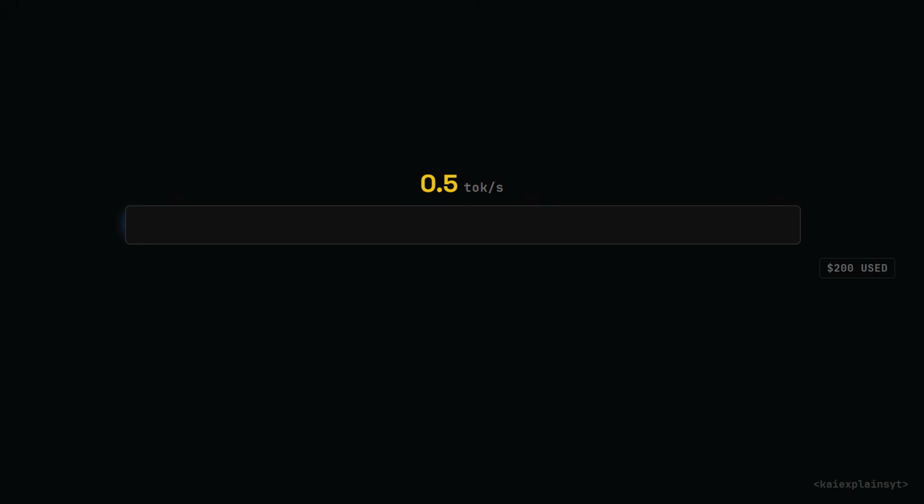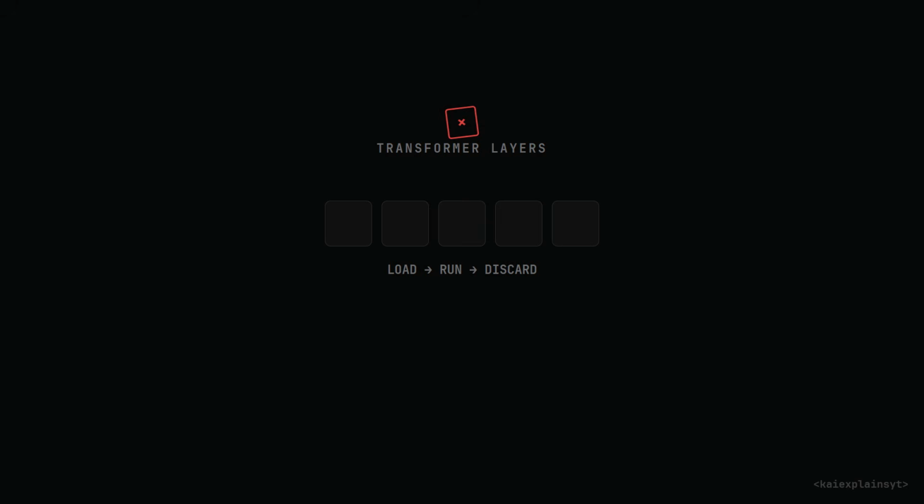The model file is 160 gigabytes. The graphics card has 8, and it still answers at half a token a second on a card that costs $200 used. That works because of one detail in how this tool is built. The model never fully exists in memory. One layer loads, runs, gets thrown away, and the next one comes off the drive.